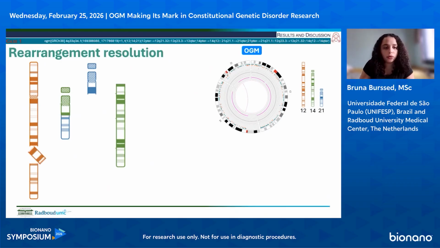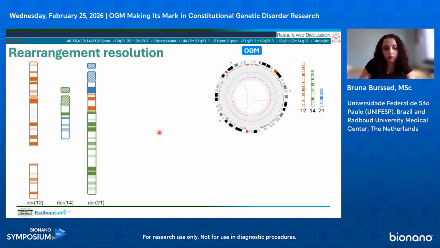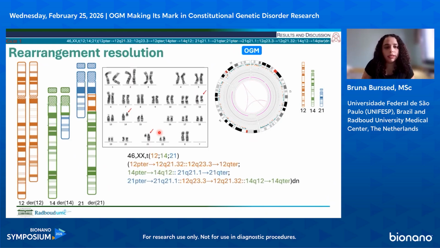Then a region of chromosome 12 left its original place, inverted, and joined with chromosome 21, and then with chromosome 14, forming the derivative of chromosome 21. And then both breaks in chromosome 12 joined together to close this gap. So this is the final rearrangement of our patient involving these 3 chromosomes.